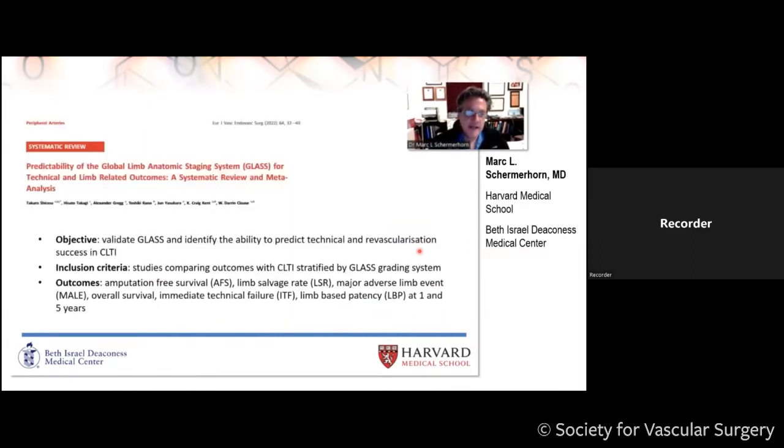Now, there have been a couple of meta-analyses. This was the first, published this year. And this one included endovascular and open procedures for patients with limb threat. And they looked at amputation-free survival, limb salvage, major adverse limb events, overall survival, immediate technical failure, and then limb-based patency at 1 and 5 years.